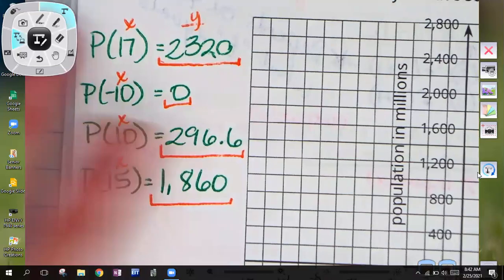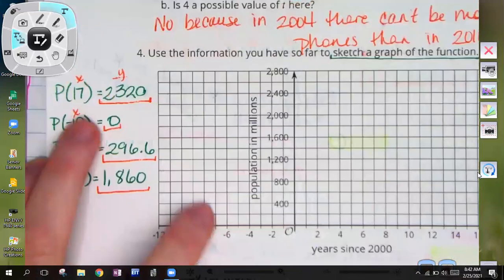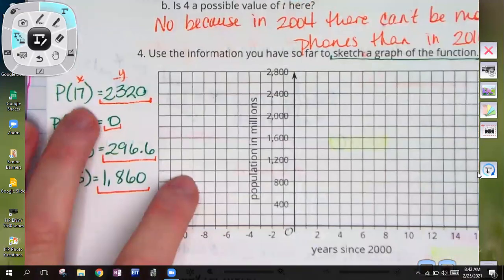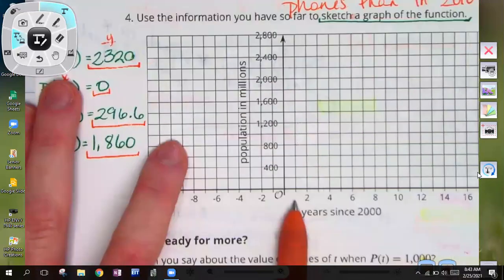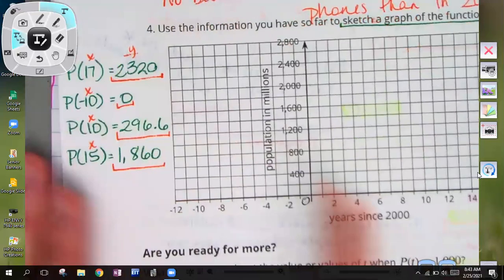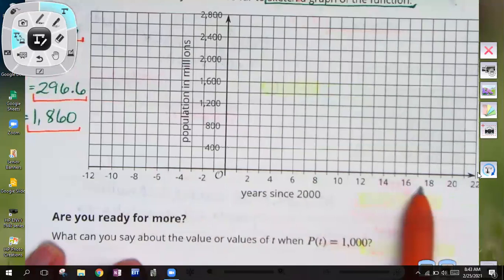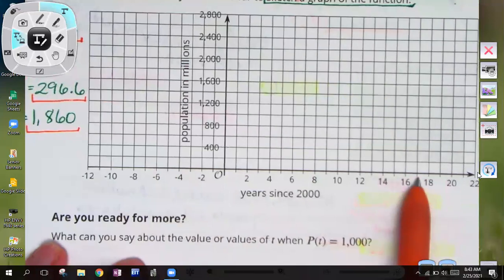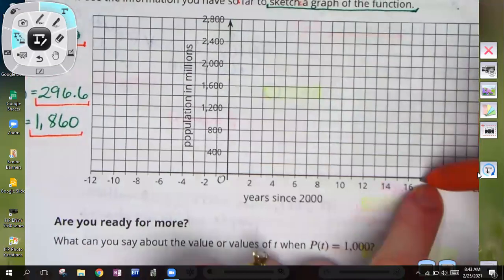All right, here we go. I'm gonna graph this first one with you and you're gonna do the next three on your own, so pay attention. So first one, we start with our input or our X value. We're talking about the year since 2000. So on this first one, how many years was it since 2000? 17. So I'm gonna look on my X axis and go to 17, which is right here between the 16 and 18. And my output is 2,320, which is in the millions, right? Okay, so I'm gonna go up to where that would be.